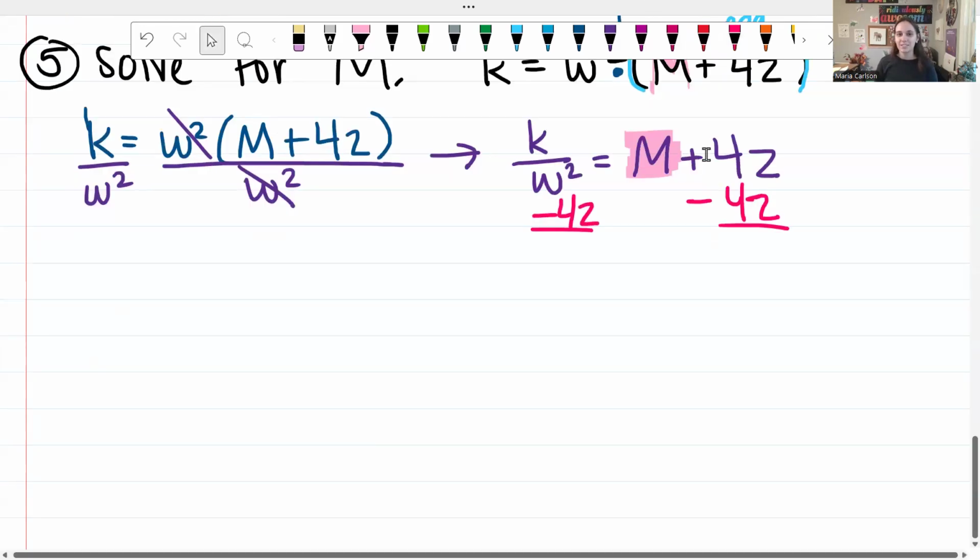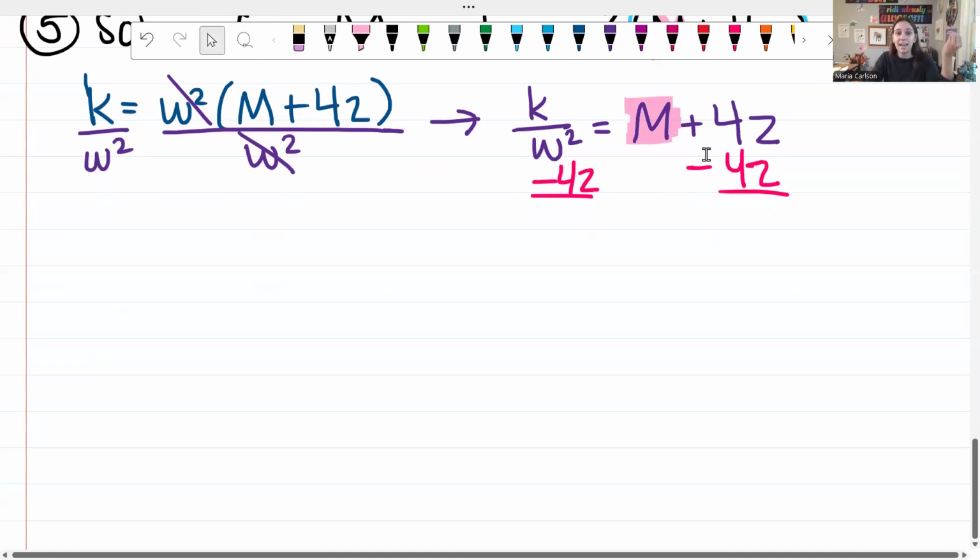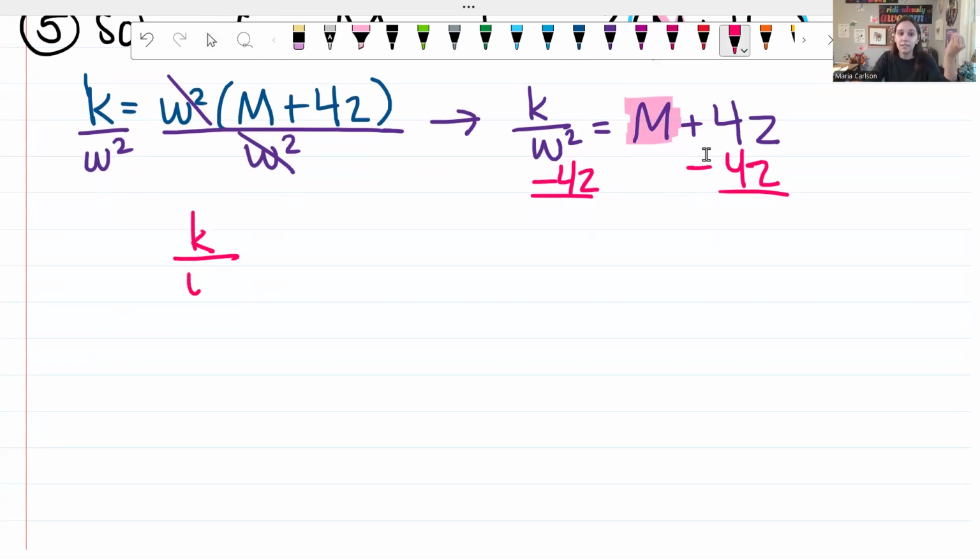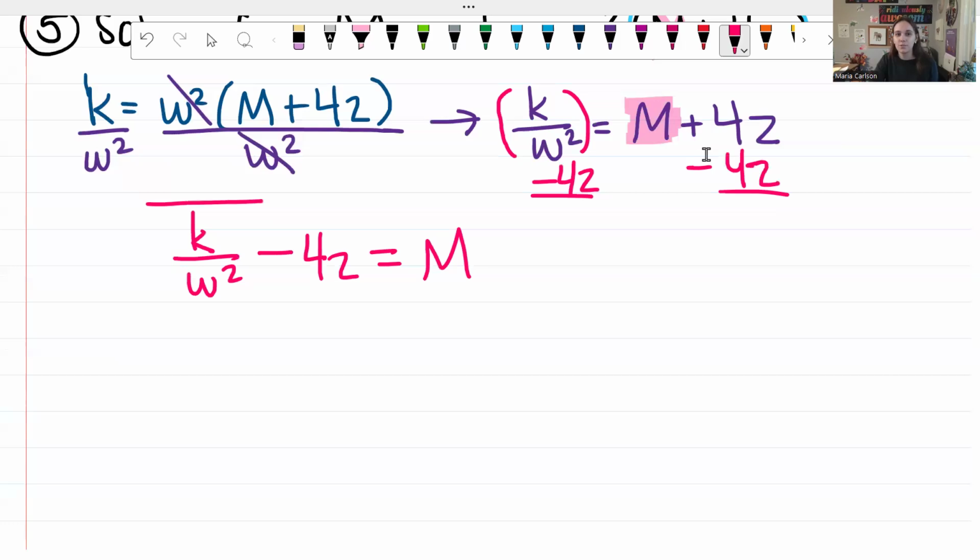Here's where it gets a little bit interesting, because I have this K divided by W squared, right? That's its own number, and we're going to subtract away from that 4Z. And that is equal to M. So please do not forget that this is just a number that we are then going to subtract 4Z from. So this would be my final answer.